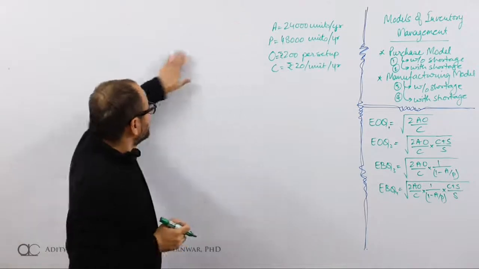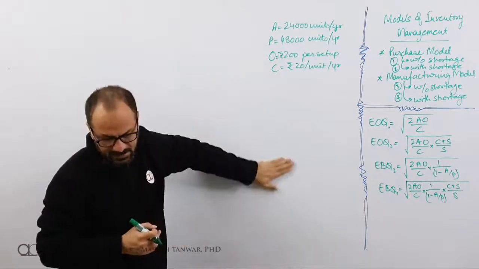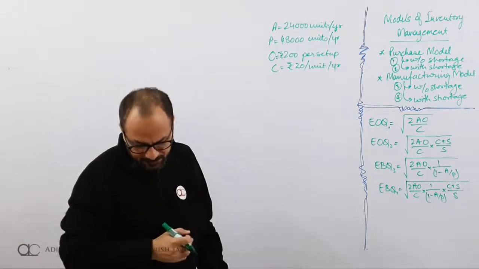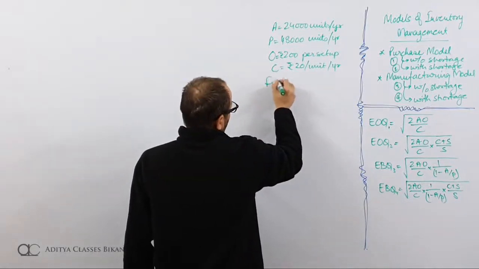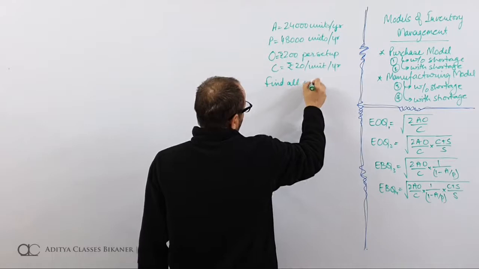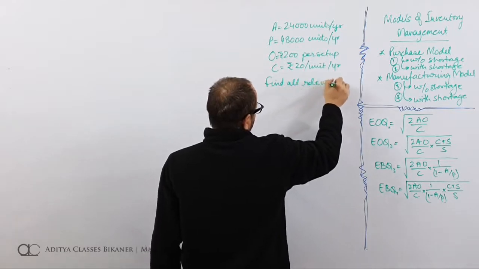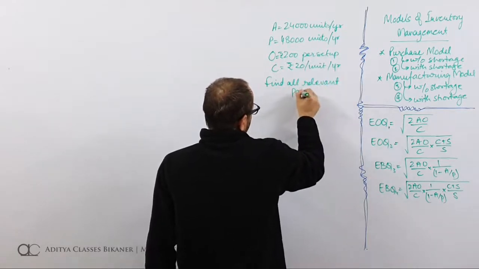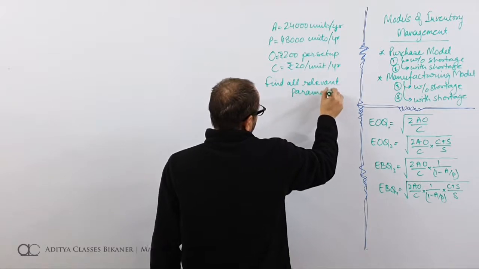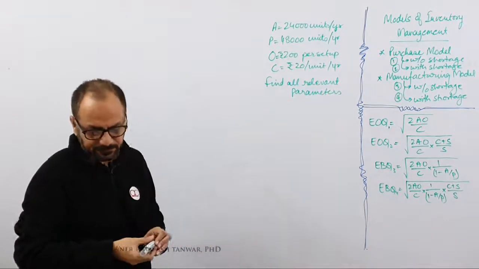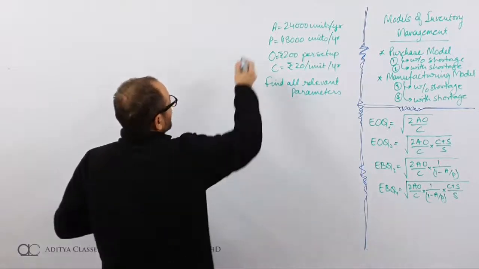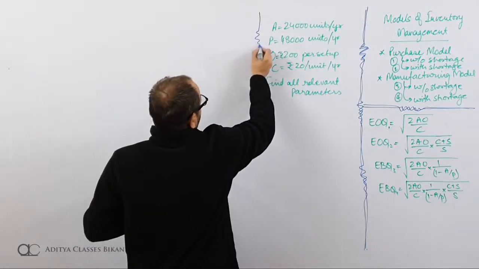Rupees, okay, this is also in rupees. So this is the question that has been given to us, and they are saying find all relevant parameters. So this is the question that has been asked, and this is the information that has been shared with us.